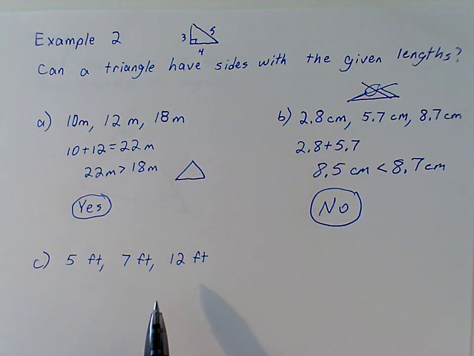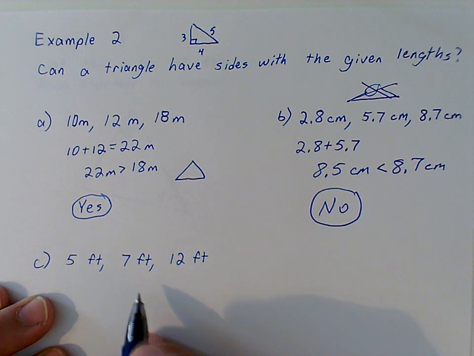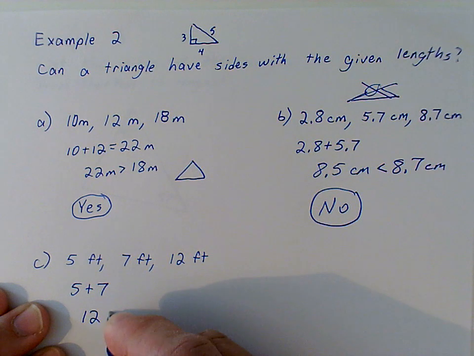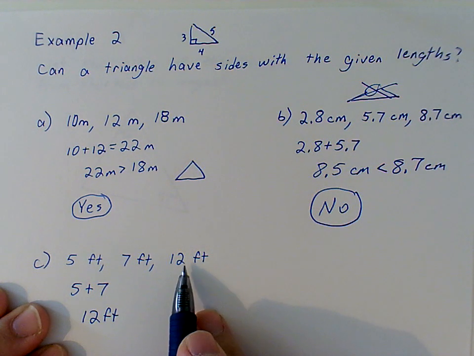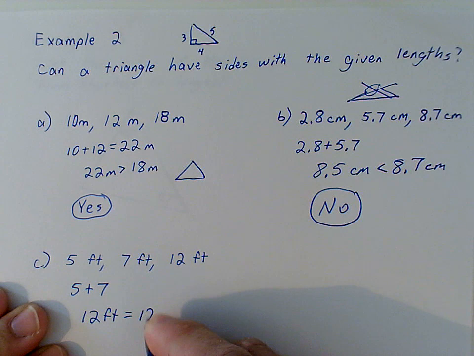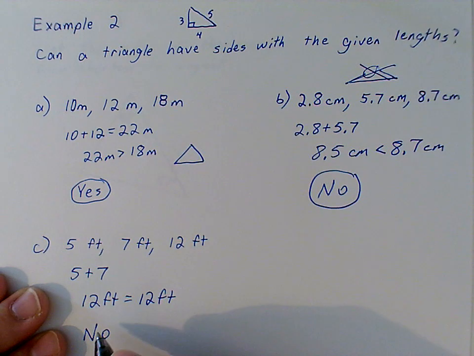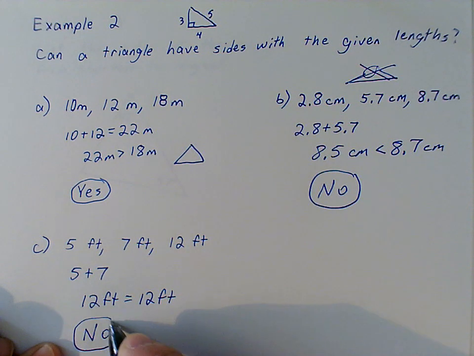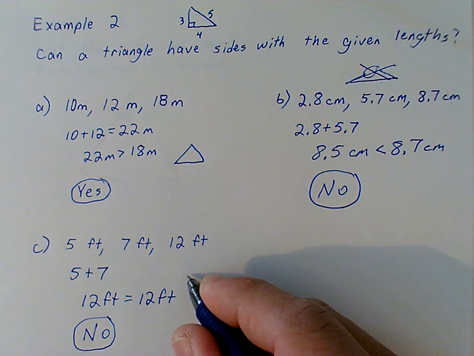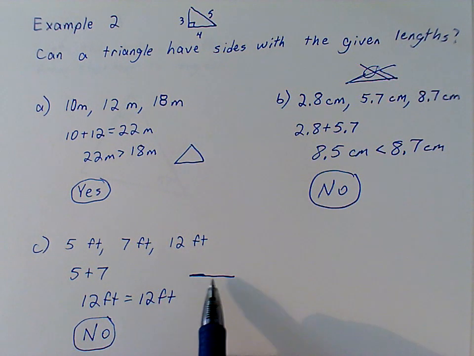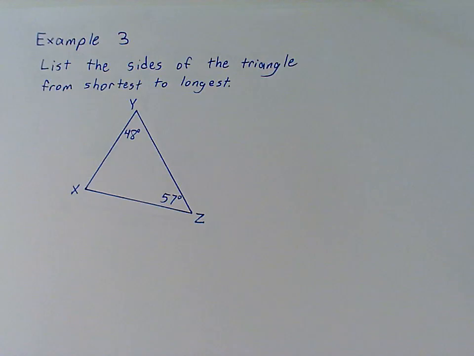All right, going to go ahead and look at this last one because something interesting happens. If you add your shorter two sides, the 5 feet plus the 7 feet, you're going to get 12 feet, which of all things is actually equal to the longest side of the triangle. Now the answer here is still a no. The reason is that if you had your longest side and you laid your two shorter sides on top of it, they would meet, but it would be on the line and it wouldn't be making a triangle.